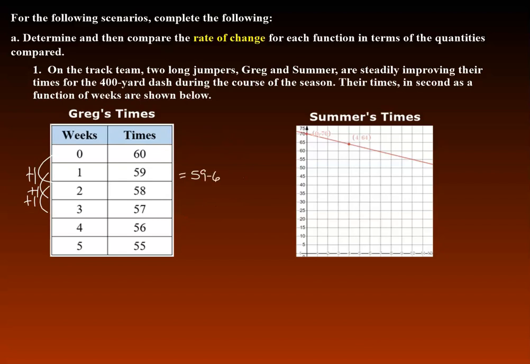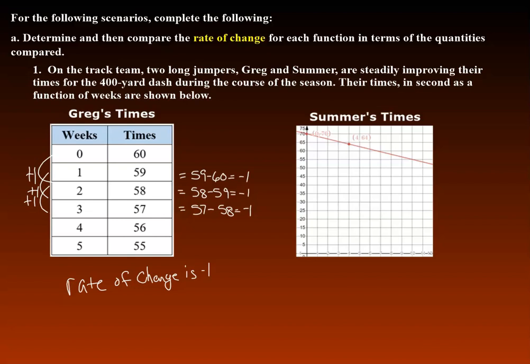59 minus 60 equals negative 1. 58 minus 59 equals negative 1. 57 minus 58 equals negative 1. So our rate of change is negative 1 for Greg. So he's taking 1 second off of his time each time.